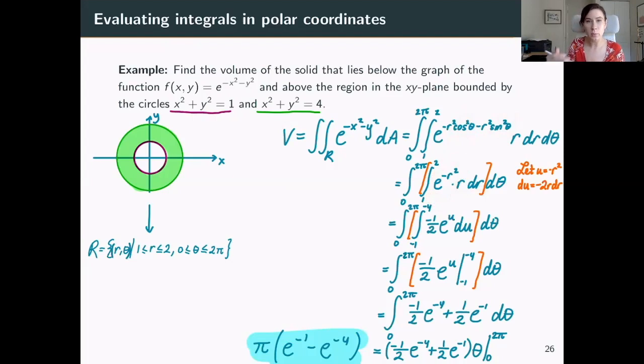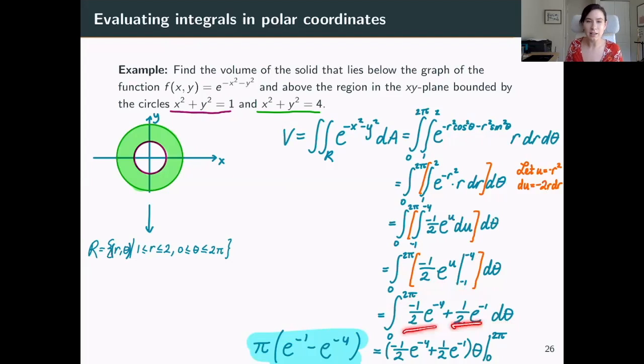So here, then, we can go through and do a u substitution. So we can substitute in our u as negative r squared so that du is negative 2r dr. And changing our limits of integration to be in terms of u, we end up with this integral. We can evaluate this directly. The antiderivative is just the function itself from negative 1 to 4, which we evaluate, and it gives us this as the inside. Then we have the integral from 0 to 2 pi of this expression d theta.